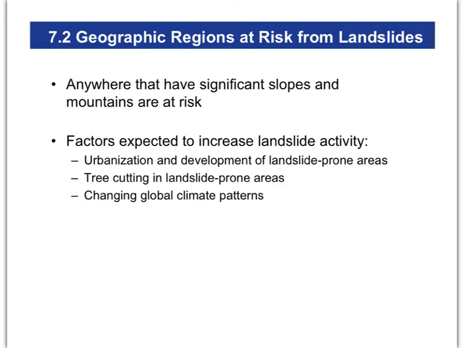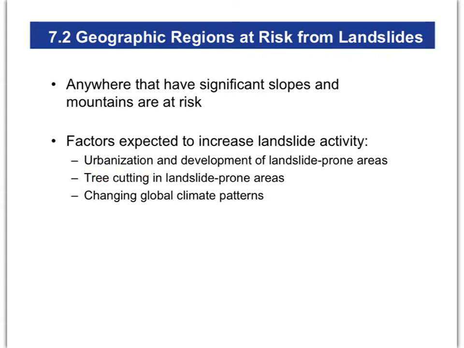Well, pretty much any place that has any kind of slope. We talked about how slopes are the most common landforms on Earth, and anything that has a slope means that stuff can be moved downhill under the influence of gravity. And so just simply slopes affect that, but also other things that increase the tendency for landslide activity, first of all, urbanization.